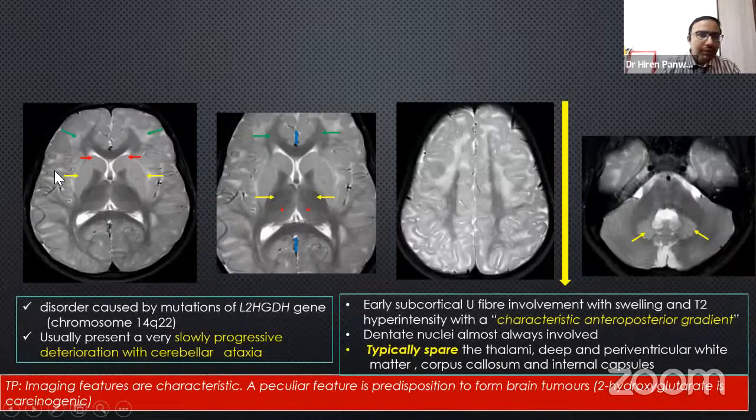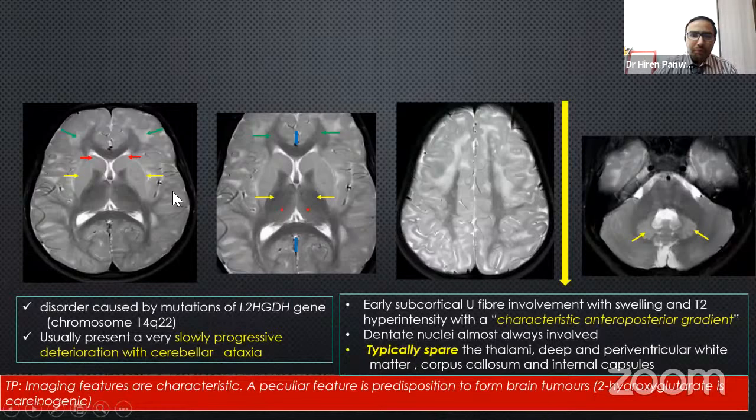You can see they are symmetric, and there is some gradient. Anteriorly in the frontal lobe, the findings are more conspicuous as compared to the posterior aspect. And here we can see that there is some involvement of the dentate nucleus also. So this condition is called L2 hydroxyglutaric aciduria.